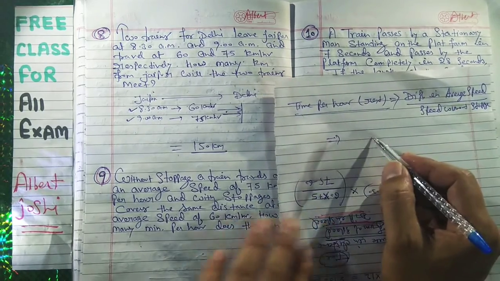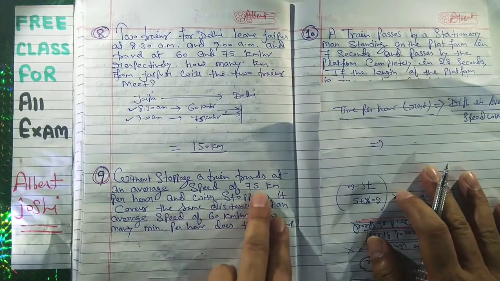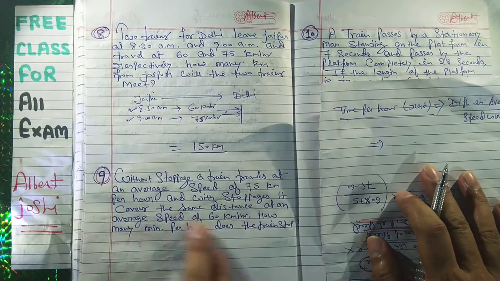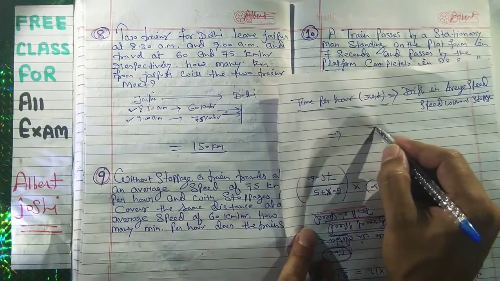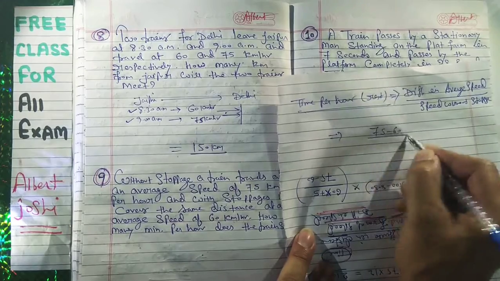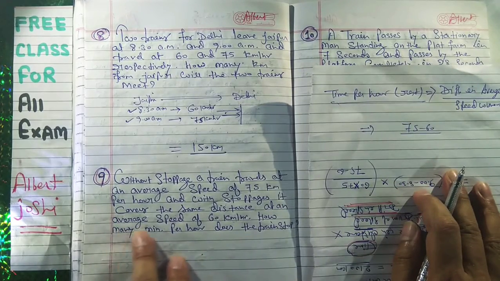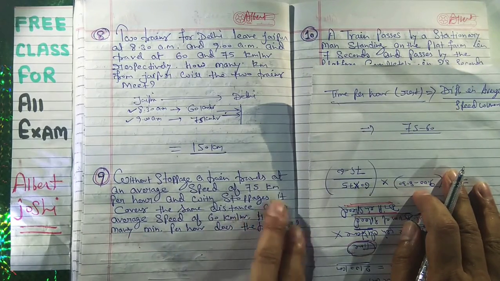So difference in average speed. Before, the average speed was 75 km, then 60 km. So that is 75 minus 60, and speed without stoppage. Speed without stoppage is 75.